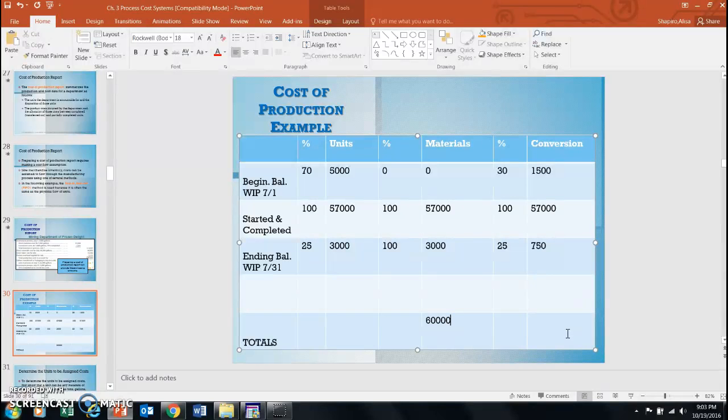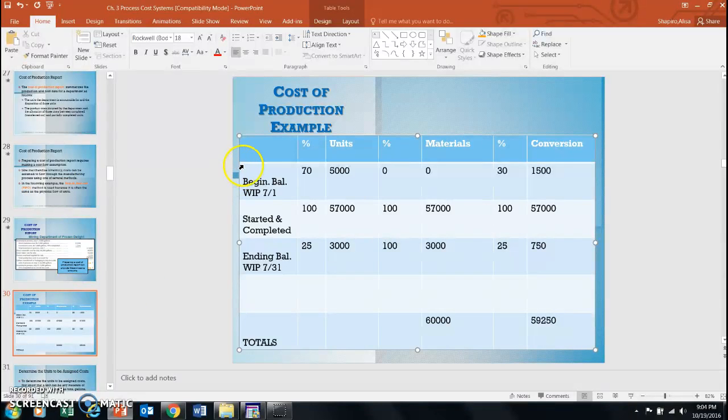Our conversion equivalent units come to 59,250. I think I'd remember that. So there we go. We have just completed steps 1 and 2 in this whole process. Step 1 is to find this number, started and completed number of units. And step 2 is to figure out our material equivalent units and our conversion equivalent units. I hope that helps explain it.